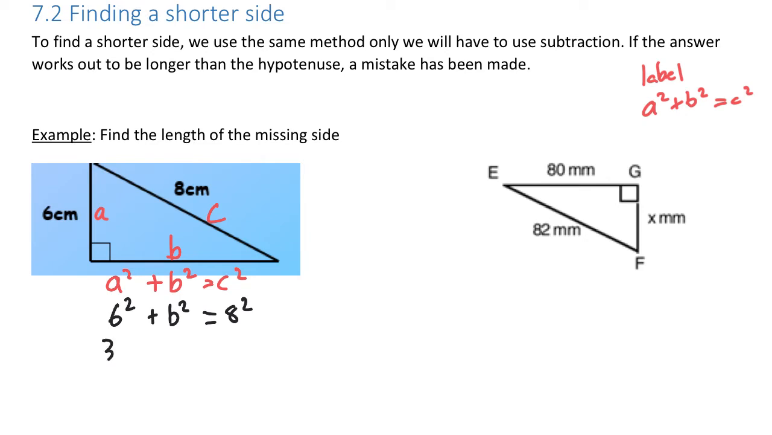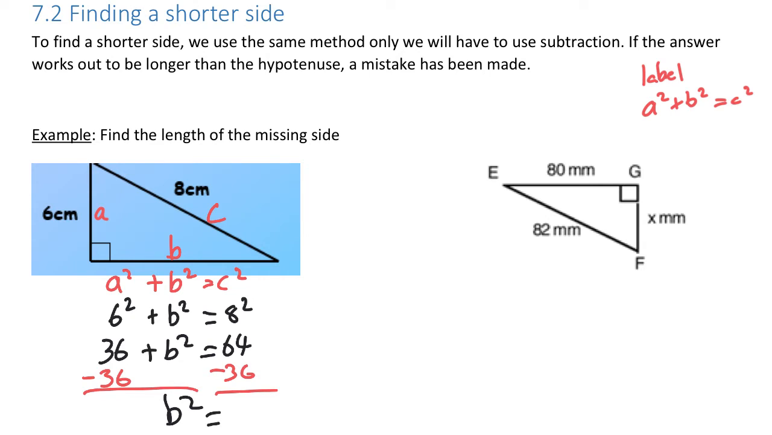So 6 squared is 36, plus b squared equals 64. And now what we'll do is we'll take away 36 from both sides. And then what we'll be left with is b squared is equal to 28. And then we'll do the square root of that. So b is going to be the square root of 28. So b works out to 5.29 centimetres to 2 decimal places.